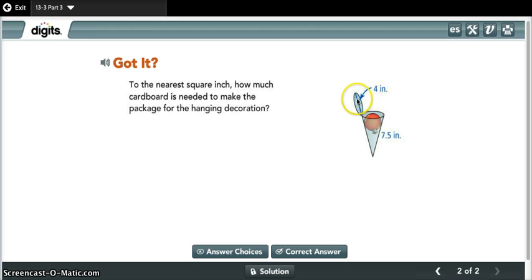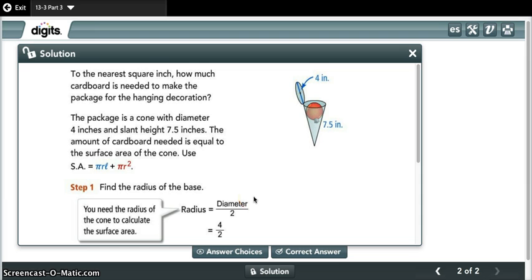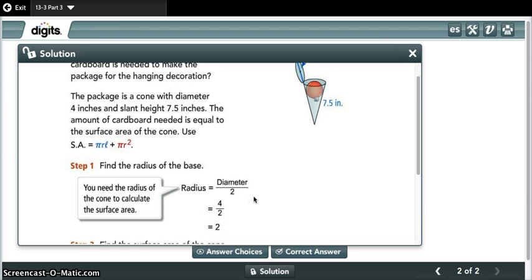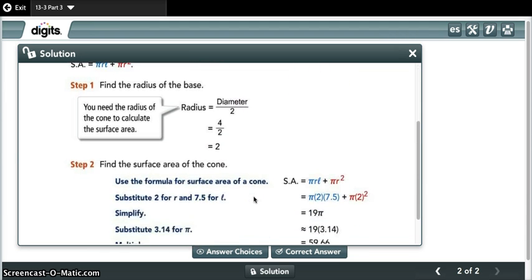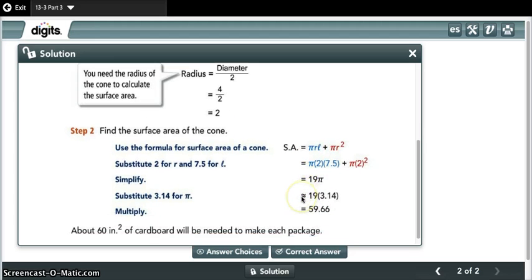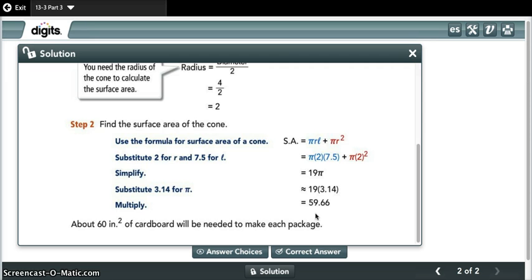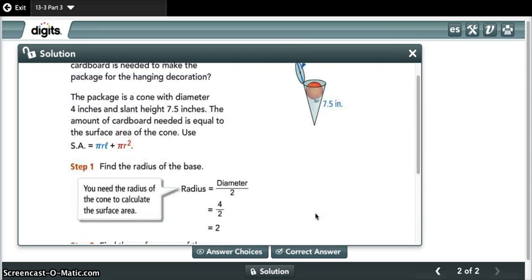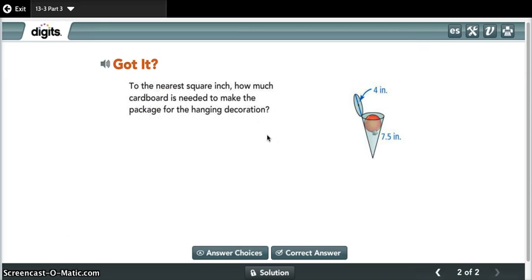So the only thing different about this one in your Got It or in your book is that you are given the diameter instead of the radius. So you have to just keep that in mind as you're solving. So again, I'm going to pull up the solution here. Remember, you need to first find the radius, which is 2, then plug everything in, and you'll get 59.66.